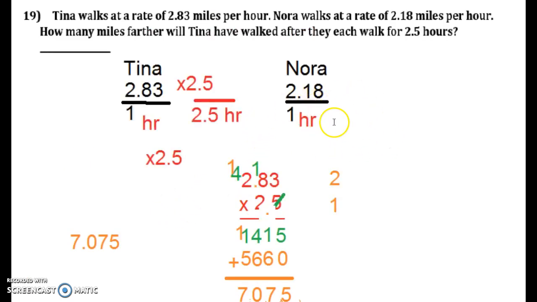would walk further. Or actually, how many miles further. So since it's asking how many miles further, you're actually going to take the difference, which means subtraction, of Tina. Because we know Tina's going to walk farther because she's already a bigger number, right? She walks a little bit faster. We just want to know how much faster. So you're going to take her number and subtract whatever you get from Nora, and you'll have your answer. That's a lot going on there. Hopefully you guys get that one.